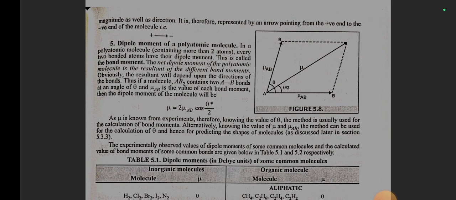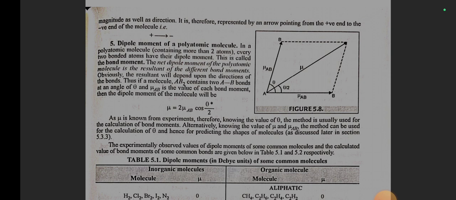In a polyatomic molecule containing more than two atoms, every two bonded atoms have their own dipole moment. This is called the bond moment. The net dipole moment of the polyatomic molecule is the resultant of the different bond moments. Obviously, the resultant will depend upon the direction of the bonds.